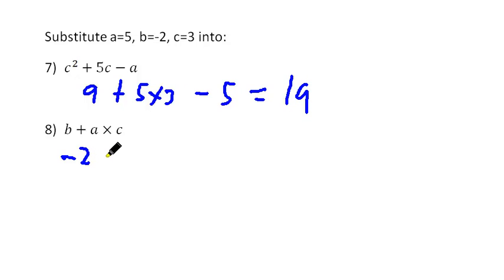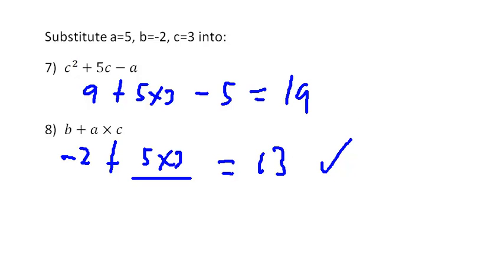B is minus 2, plus a, 5 times 3. We do BIDMAS, so we do the 5 times 3 first, so 15. Minus 2 plus 15 gives us 13.